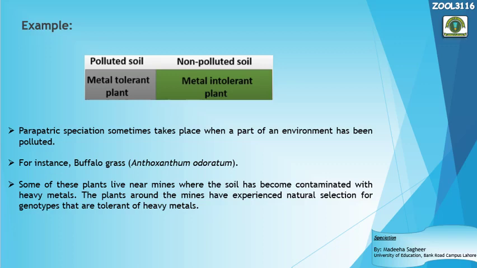So the plants around the mines have experienced natural selection for genotypes that are tolerant of the heavy metals. The plants in the contaminated soil near the mines are subjected to this natural selection, and their genotype changes in response to the heavy metals, and after millions of years they become tolerant of the heavy metals. Now they have become a different species from the rest of the population. They cannot breed with the rest of the individuals of the population and undergo the process of speciation.